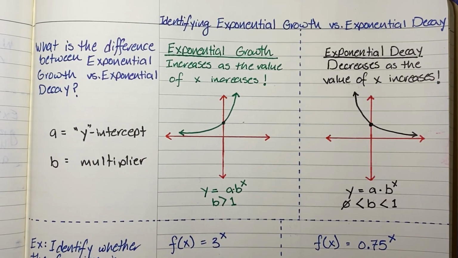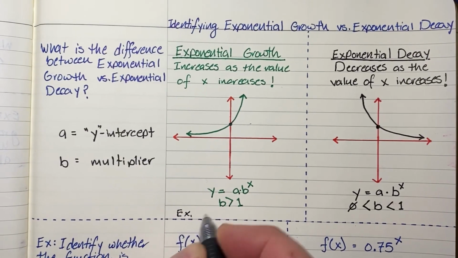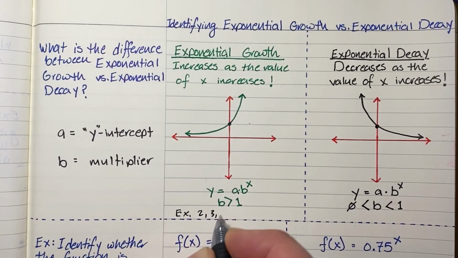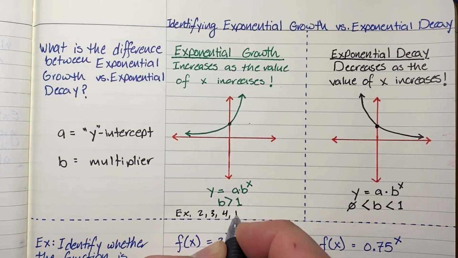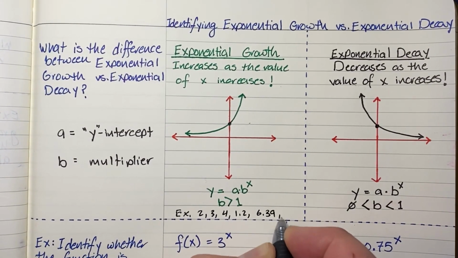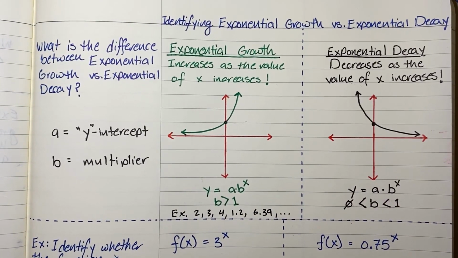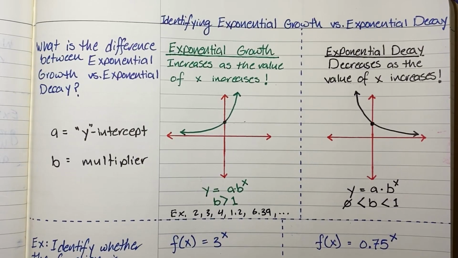So what are some examples of numbers greater than 1? Well, for example, 2, 3, 4. What about 1.2? What about 6.39? So all these numbers work. If it's greater than 1, then we call it exponential growth.